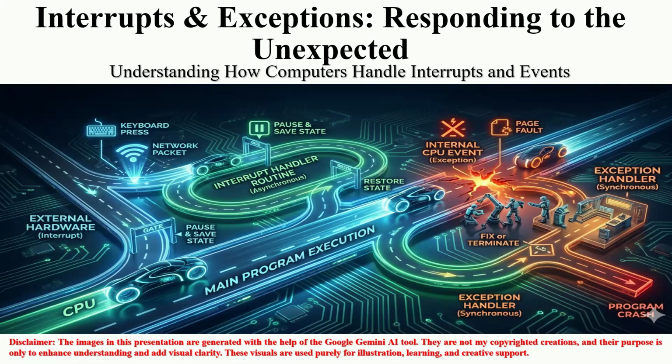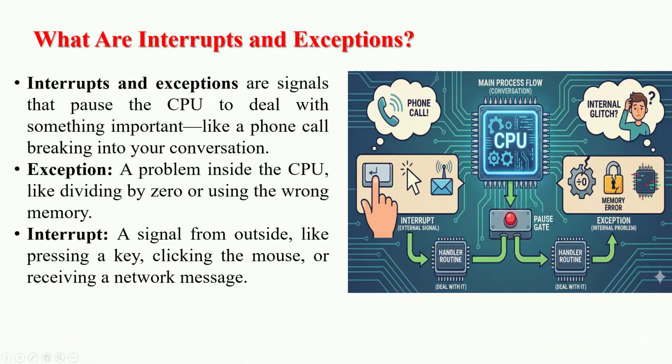Interrupts and exceptions are the emergency response system of a computer. They help the CPU react to the unexpected events without panicking, without losing the data, even without crashing the entire system. So let us understand what exactly these interrupts and exceptions are.